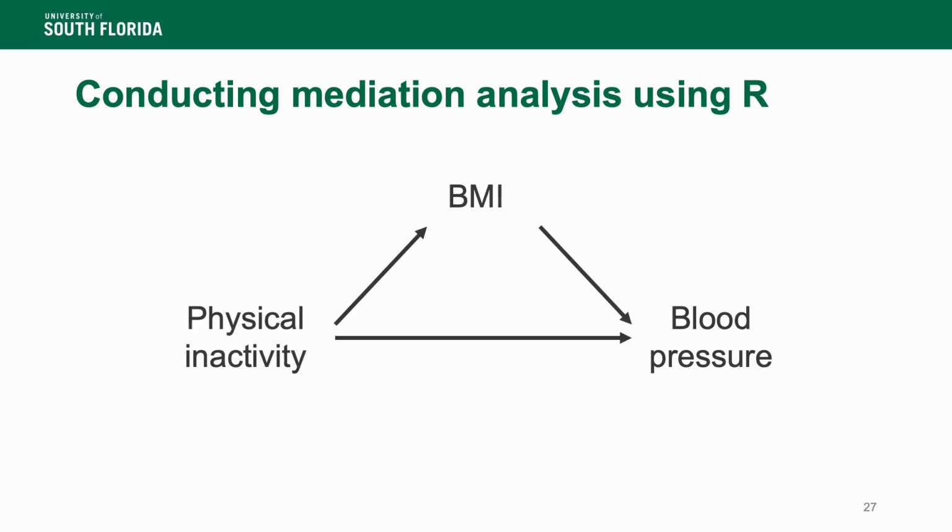We can visualize the data example in a figure, where we can see that physical inactivity is the exposure, BMI is the mediator, and blood pressure is the outcome. The hypothesis here is that physical inactivity transmits its effect on blood pressure through BMI. So in other words, individuals who are physically inactive on average might have a higher BMI, and individuals with a higher BMI might on average have a higher blood pressure.